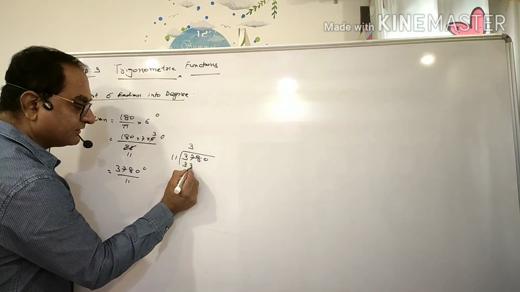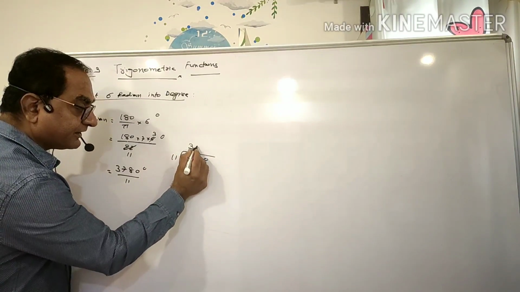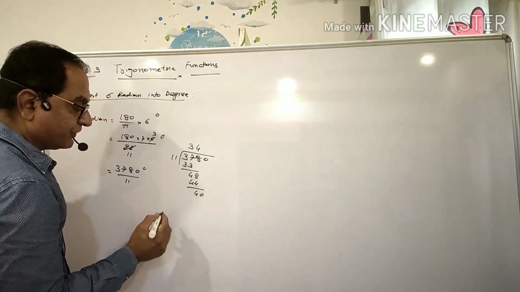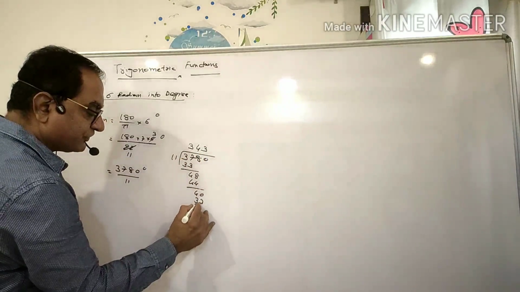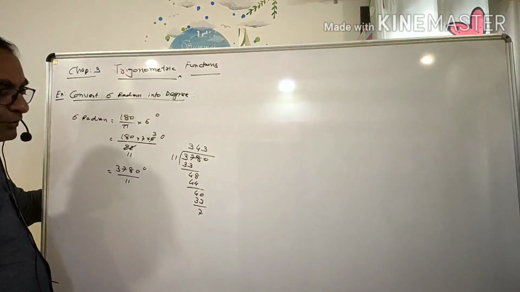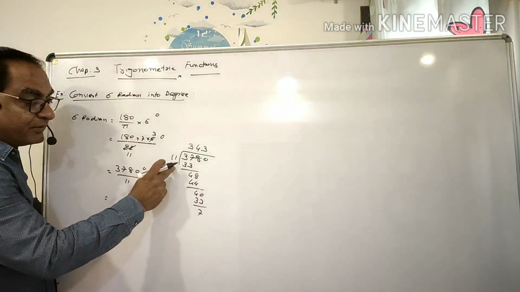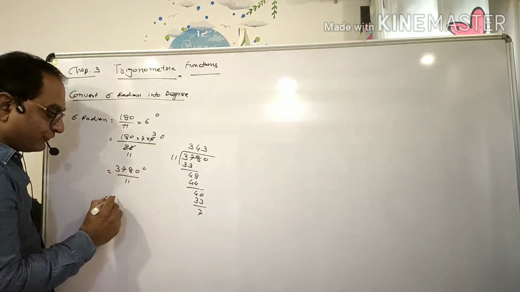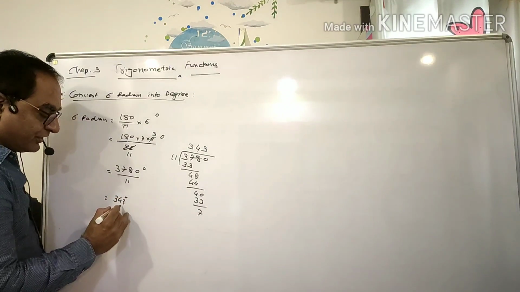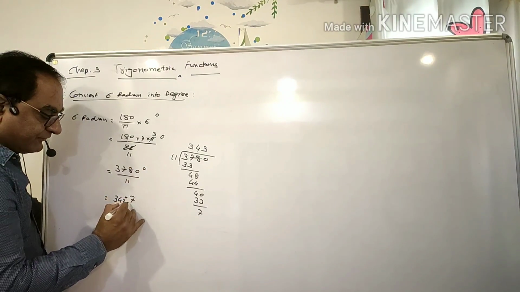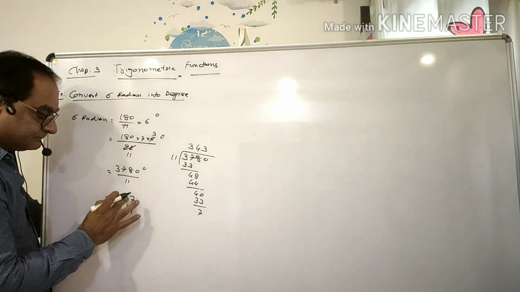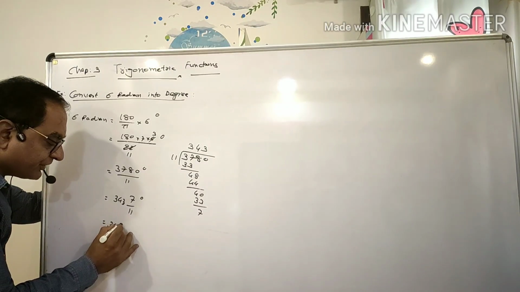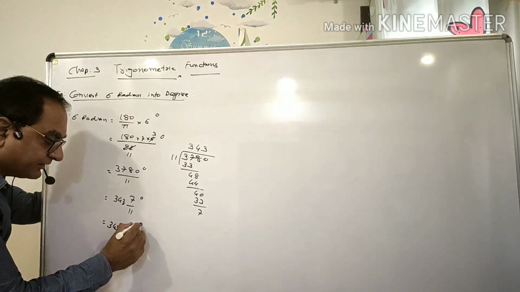11 3s are 33, remainder 4, bring down 8; 11 4s are 44, remainder 4, bring down 0; 11 3s are 33 and remainder 7. Further division is not possible, so I will write this number, the multiplication of these two numbers, where this is the remainder and this is the divisor. So we will have it like this: 343 degrees, 7 by 11 degrees. Still further, 343 degrees plus 7 by 11 degrees.